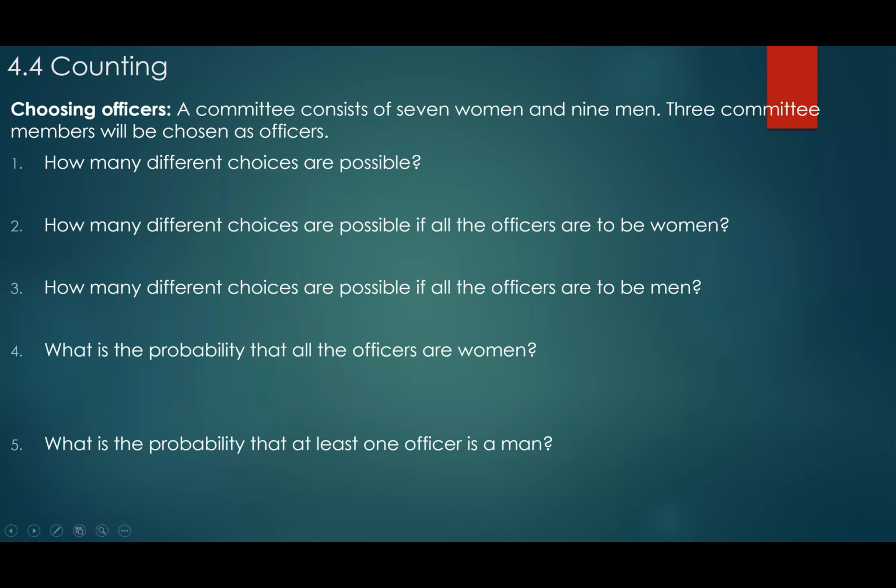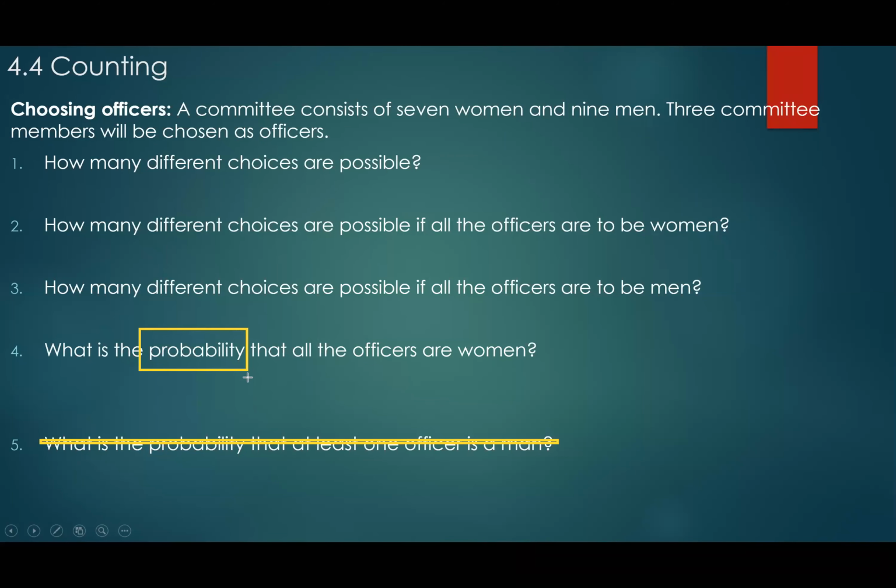Forget about number 5 for now. One thing is, on your homework, they might skip part 1, part 2, part 3, and jump into part 4 and ask you, what is the probability that all of the officers are women? So I want to point out that they might not write it this way. They might not ask you part A, part B, part C. If they do, it's good, right? They build you up until you get to part 4.